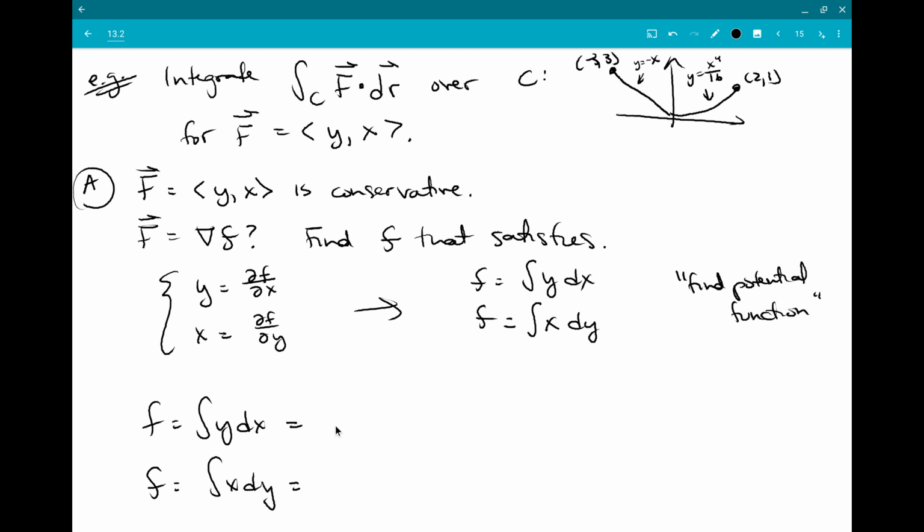So the integral of y with respect to x is y times x plus an unknown constant that could depend on y. And the integral of x with respect to y is x times y plus an unknown constant that could depend on x. Since I found the same term for both of these and nothing else, I know that my function f is just equal to x times y. And these unknown constants I didn't have to worry about for this particular problem.